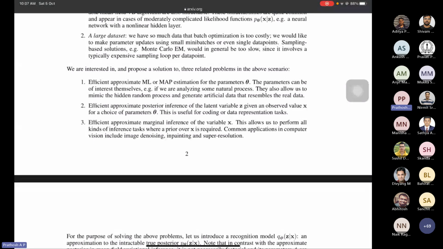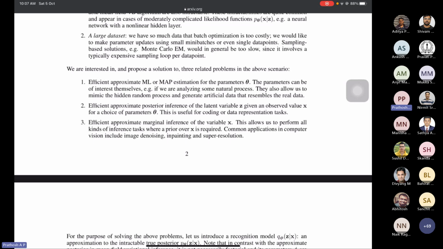The second thing is efficient approximate posterior inference of the latent variable z given an observed value x, for a choice of parameters theta, meaning post training. This is useful for coding or data representation tasks. That is what is meant by embedding extraction or representation learning.